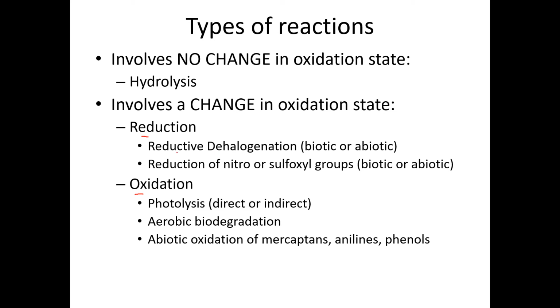And so one of the many important forms of reduction is reductive dehalogenation. And then you can also have reduction of nitro or sulfoxy groups. And all of these redox reactions can be either biological or abiotic. Then oxidation, we talked about more in terms of photolysis. We talked a little bit about abiotic oxidation of a few specific chemicals: mercaptans, anilines, and phenols.